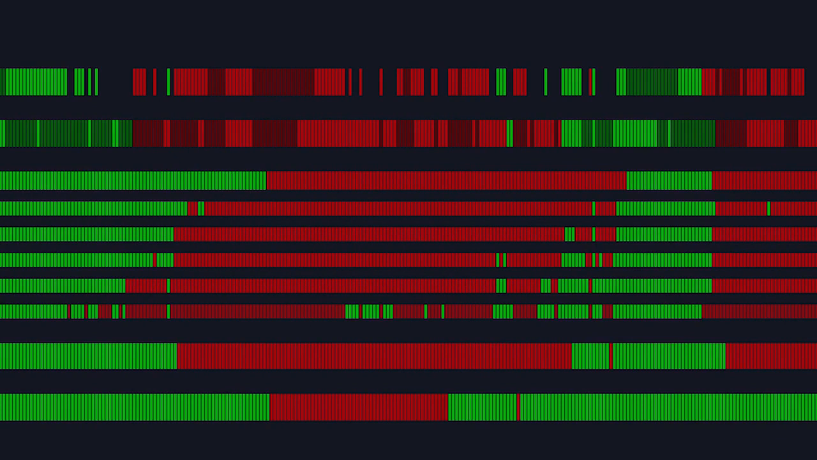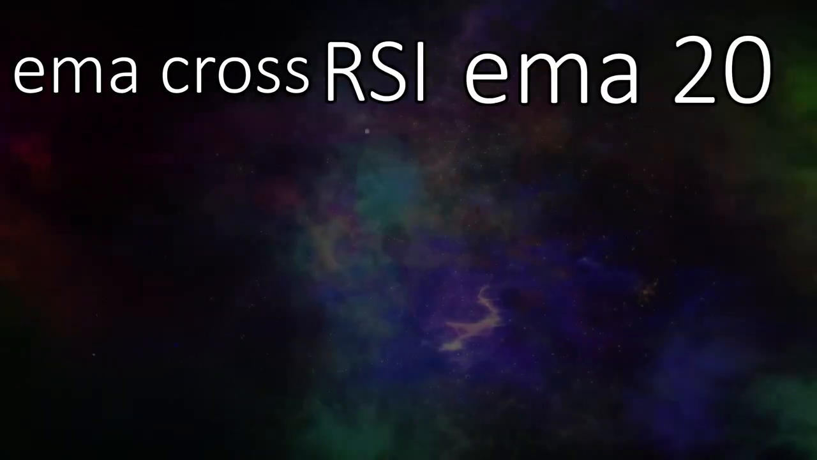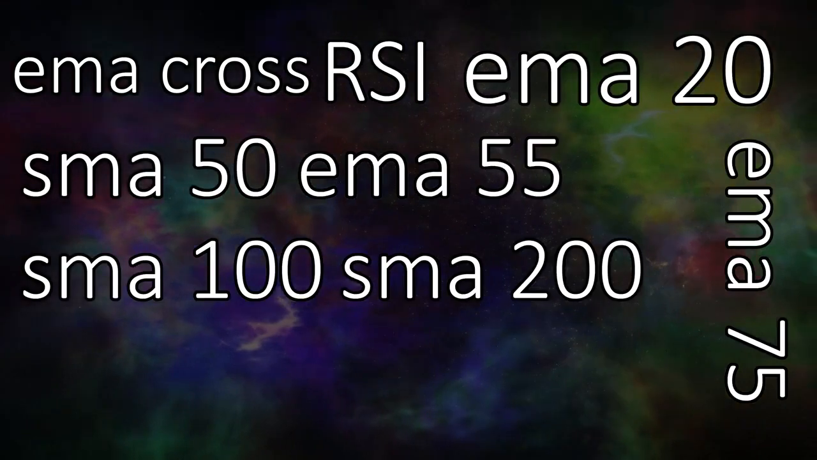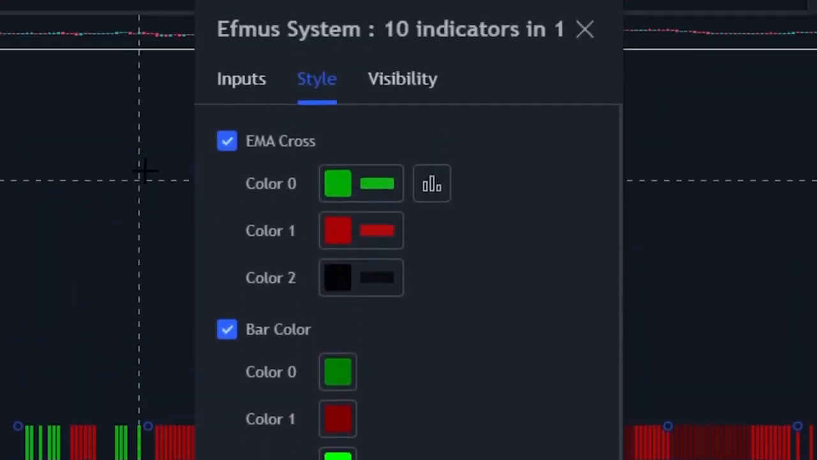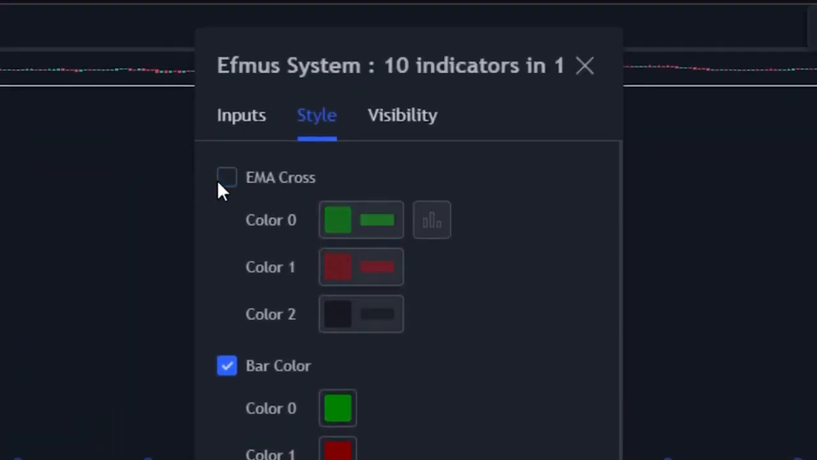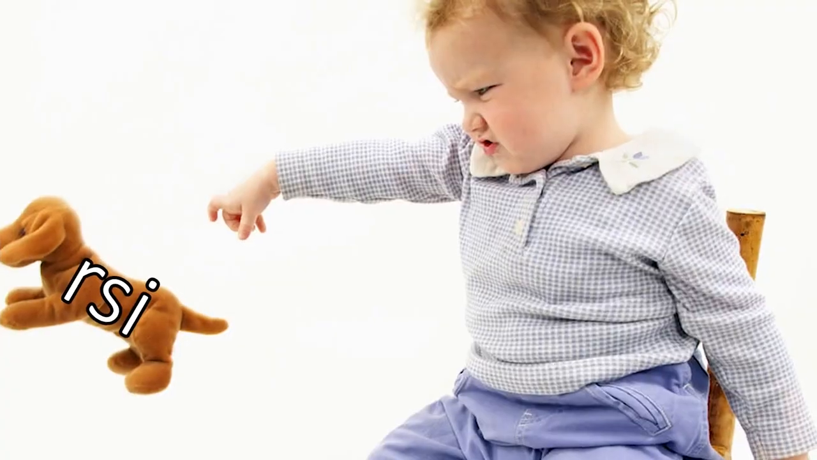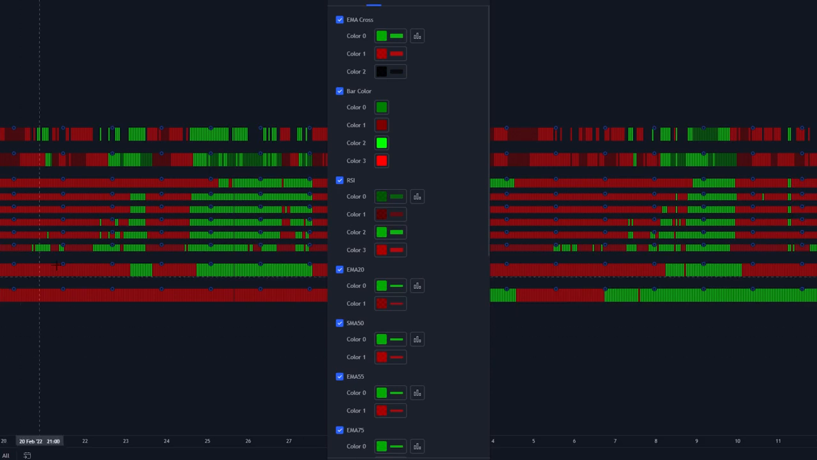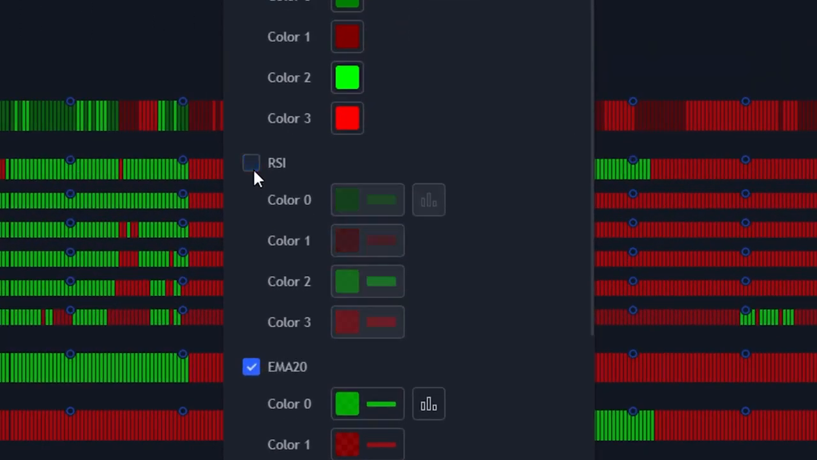With this specific indicator, you can add up to 10 different indicators, including but not limited to EMA Cross, RSI, EMA 20, SMA 50, EMA 55, EMA 75, SMA 100, SMA 200, Pivot, and MACD. You have the option to enable or disable any indicator you so please. If for some reason you've had an absolute hatred for RSI since you were 4 years old, you can simply just uncheck the checkbox and it won't show up on the indicator.